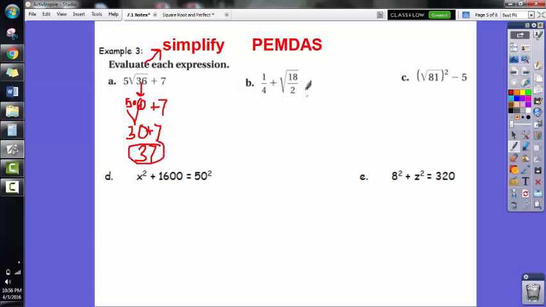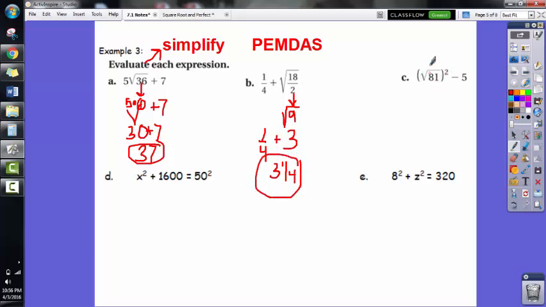Okay, next one with operations. Look at the square root of 9 over 4. Now remember, I said if you can simplify this, do that first. 18 over 2 is the same thing as 9. Okay, I have not done the square root yet, so the square root of 9 is 3. Now I'll bring down 1/4, and 1/4 plus 3 is 3 and 1/4.